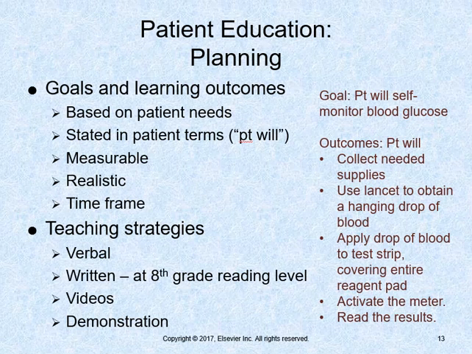So when we're writing these goals and outcomes, they are in patient terms. The patient will. What does the patient need to do? They need to be measurable or observable. They need to be realistic. Somebody who's blind is not going to be able to tell time using a clock with numbers. They're going to have an audio clock or something like that.